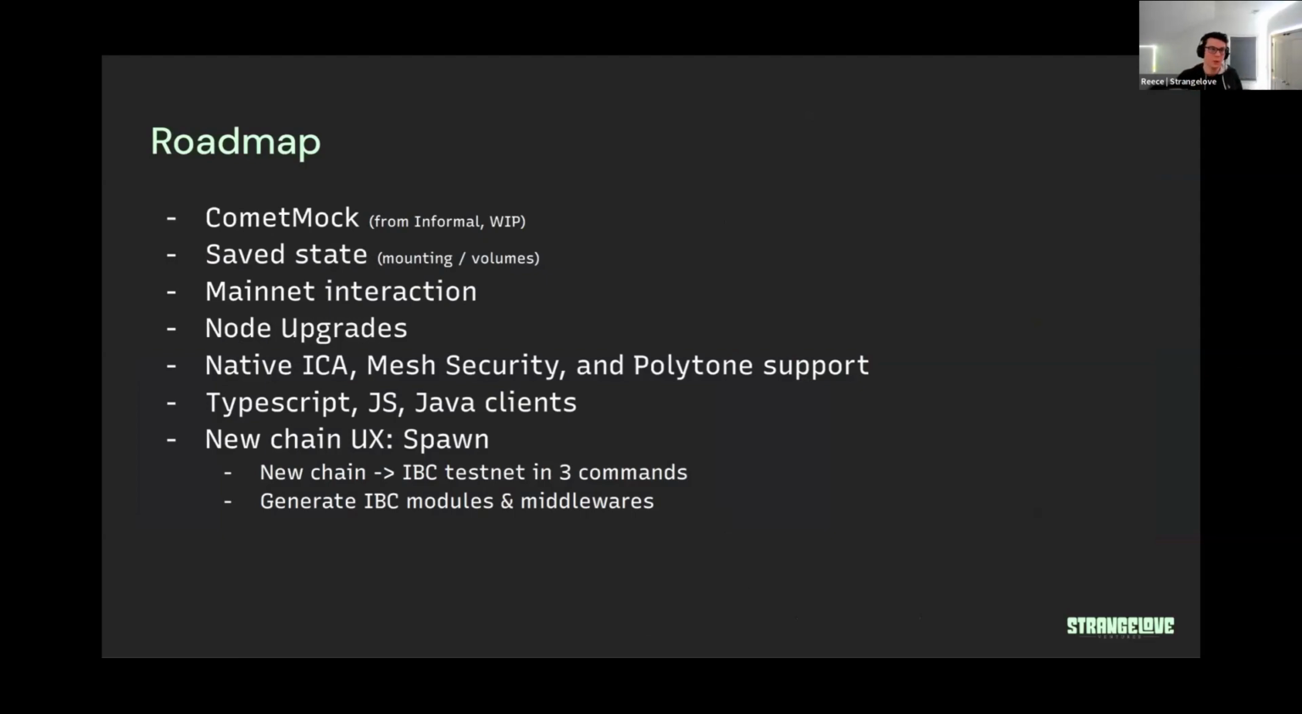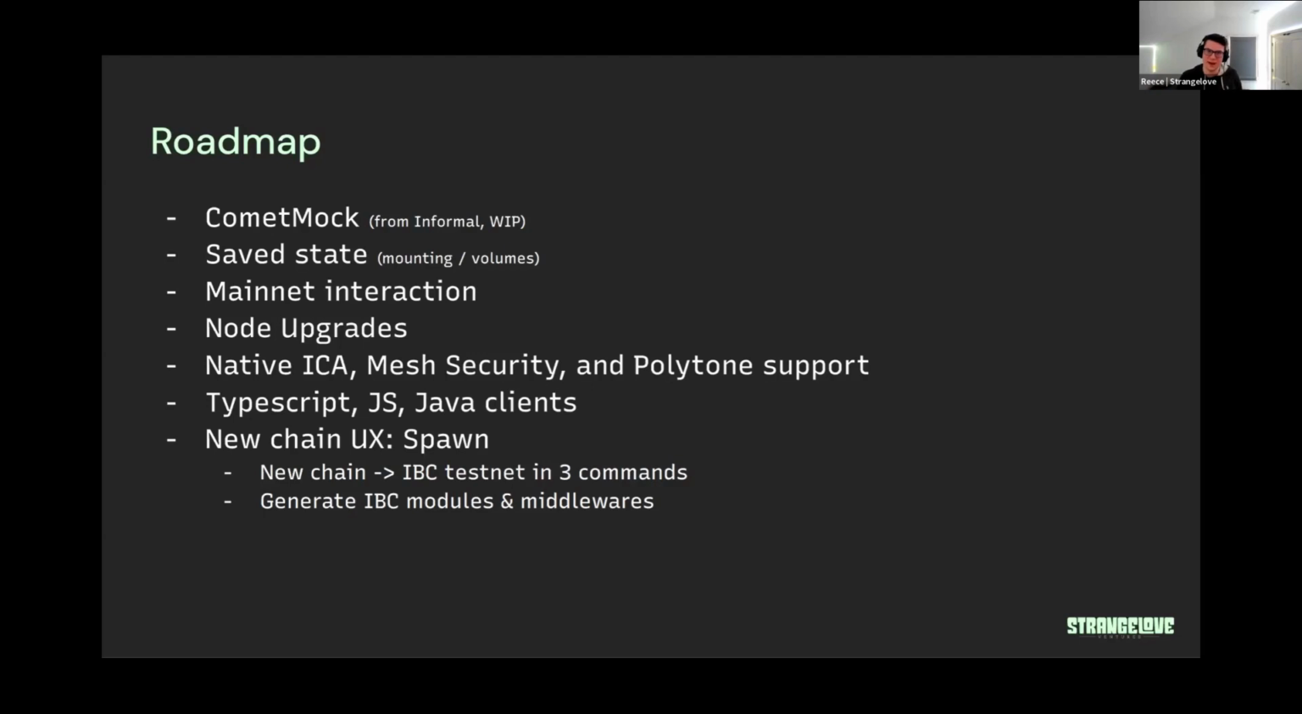For our roadmap, we currently have Comet mock support. It's a work in progress. GitHub CI is not liking it, but that will drastically speed up the flows due to faster blocks. We'll have safe state in the near future as well, which will include mounting. That way, if your testnet goes down, you can just launch right back up as if nothing had happened.